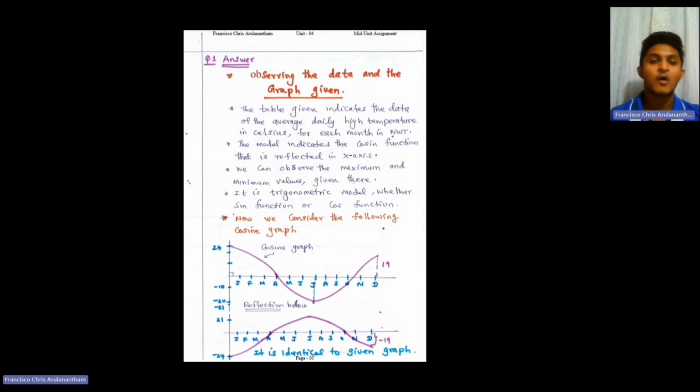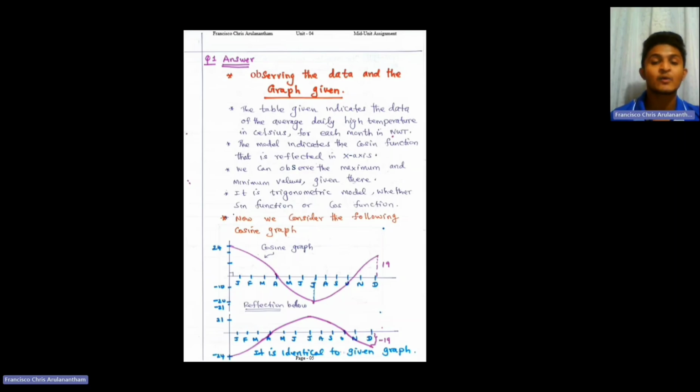First, observing the data and the graph given. The table given indicates the data of the average daily high temperature in Celsius for each month in NWT. The model indicates the cosine function that is reflected in x-axis. We can observe the maximum and minimum values given there. It is a trigonometric model, whether sine function or cos function.